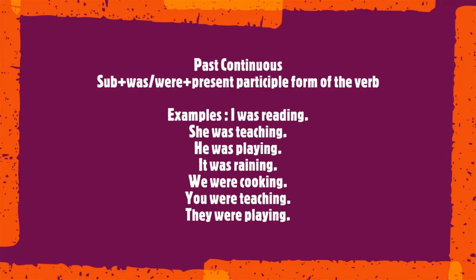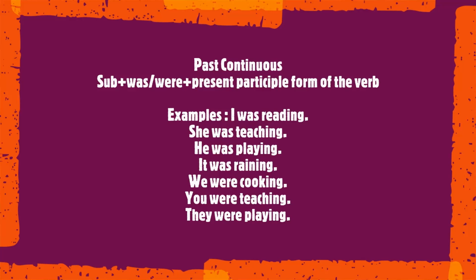Okay, dear children, with I, she, he, it, we use was plus the ing form of the verb, and with we, you, they, we need to use were plus the ing form of the verb. For example, we were cooking. You were teaching. Subject plus were plus the ing form of the verb.